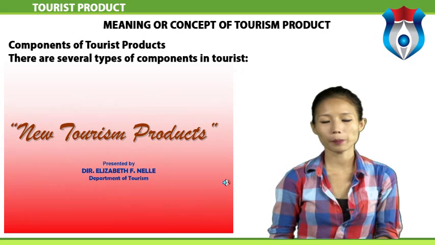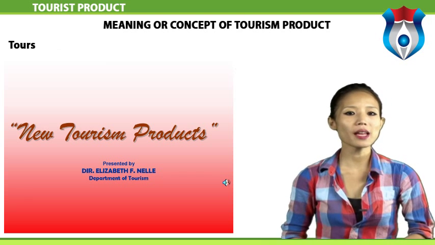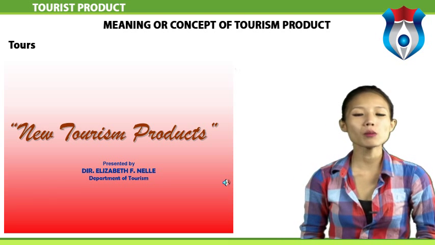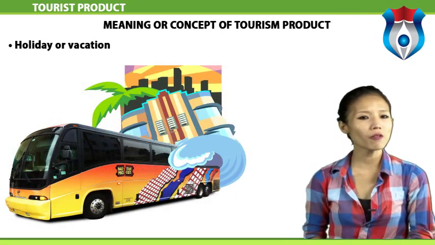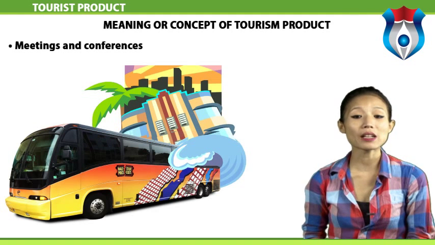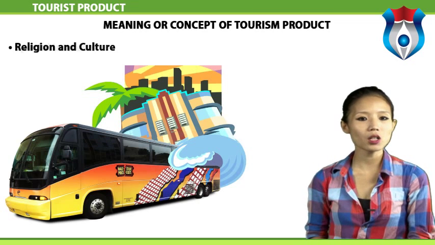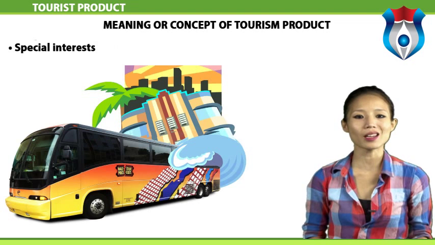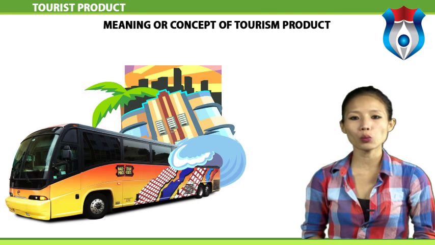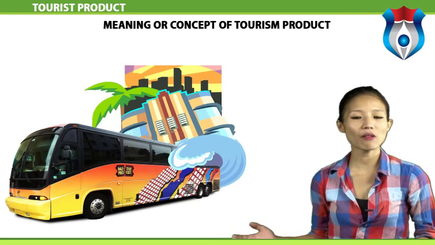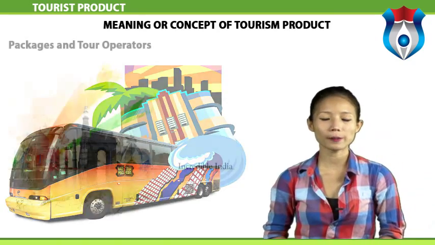Components of tourist products. There are several types of components in tourist products. Number one is tours. Tours are closely linked to the motivation of the tourist. The motivation or purpose of a visit is usually holiday or vacation, including visiting friends and relations, meetings and conferences including other business activities, health and sports, religion and culture, and special interests including study tours. Tours can be within national boundaries or in any place in the world, and such a decision will have an impact on the economy of both the country of origin and the tourist.